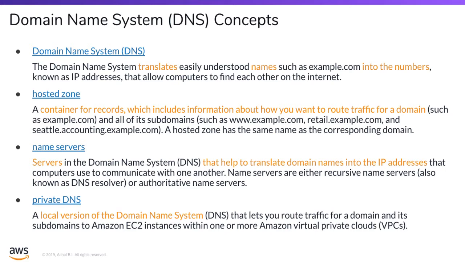Hosted zones are part of your Route 53 web service. They contain records, which include information about the route for the domain to the resource. Let's say it would contain something like www.example.com, and it would also contain the corresponding resource details.